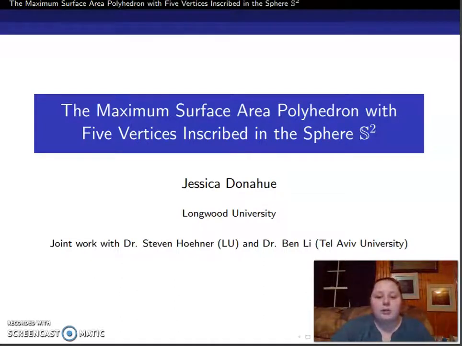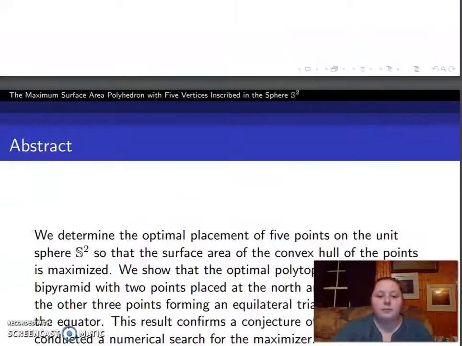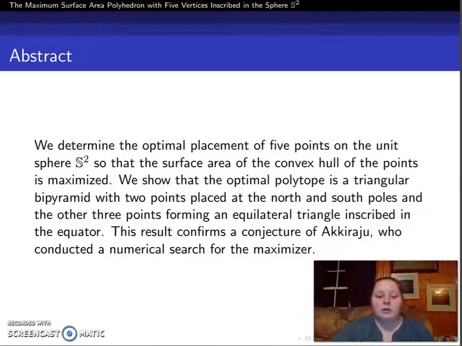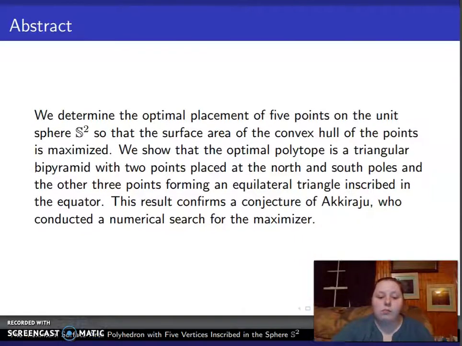Ben Lee and Dr. Stephen Hayner on finding the maximum surface area polyhedron with 5 vertices inscribed in the sphere. We determined that the surface area of the convex hull of the points is maximized by a triangular bipyramid with 2 of the 5 vertices placed at the north and south poles, and the other 3 forming an equilateral triangle inscribed in the equator. This result confirms Akiraju's conjecture.